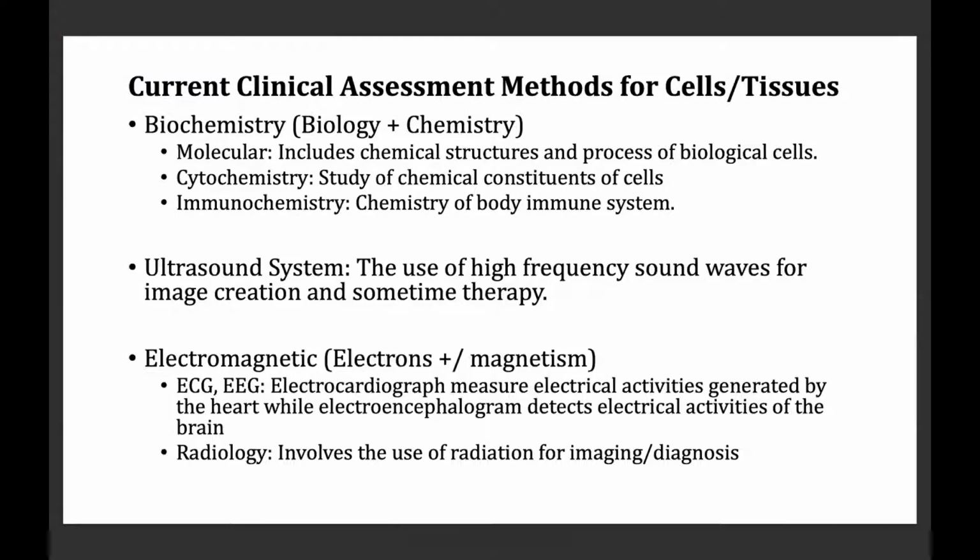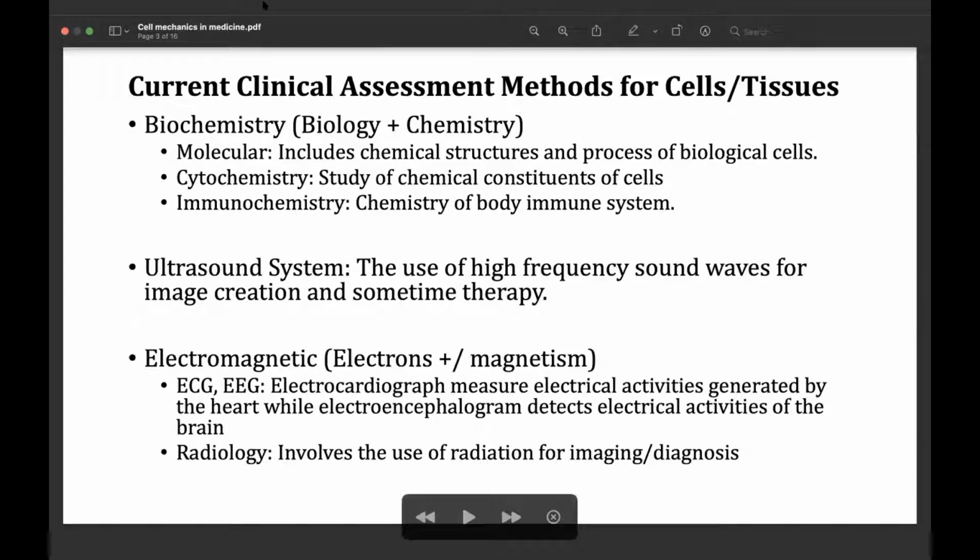And when we look at the effect of radiations in the body, we realize most of these are based on biochemical assessments, which sometimes can be molecular when it involves the chemical structures of cells. Sometimes it may be cytochemistry. We use immunochemistry sometimes to examine all these cells and tissues.